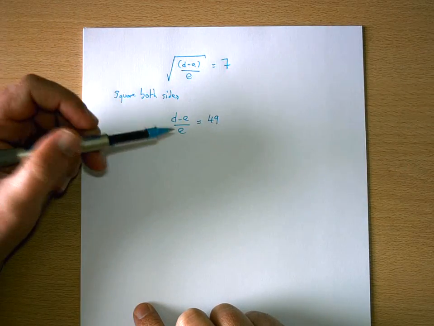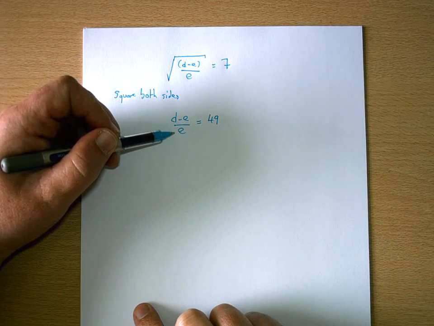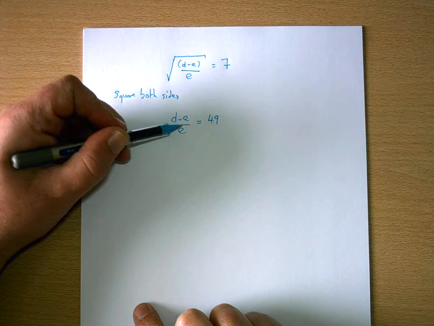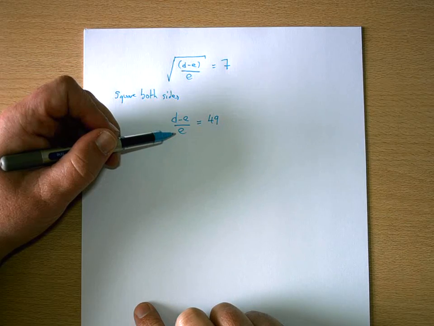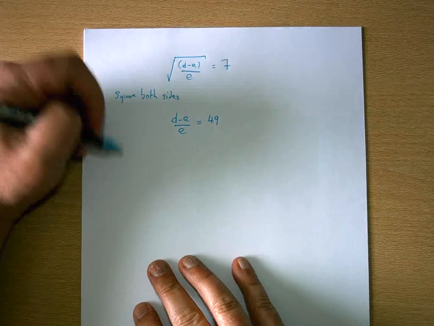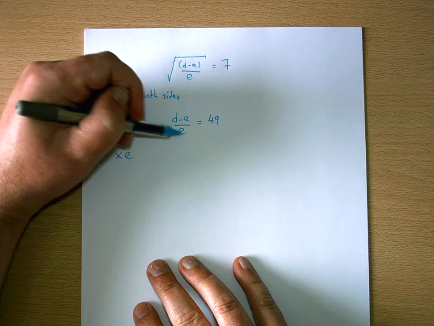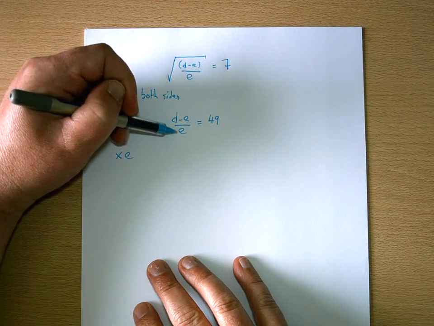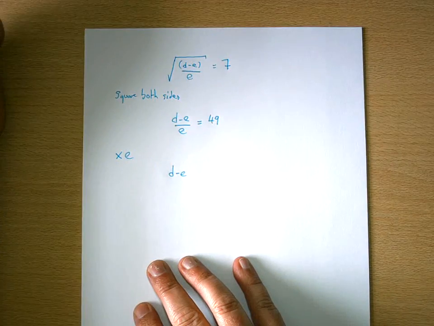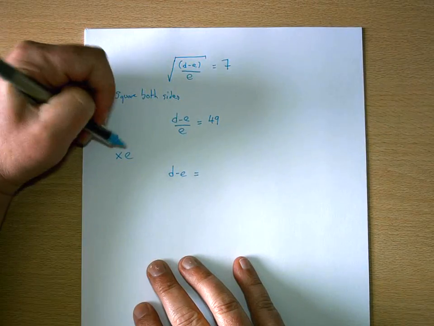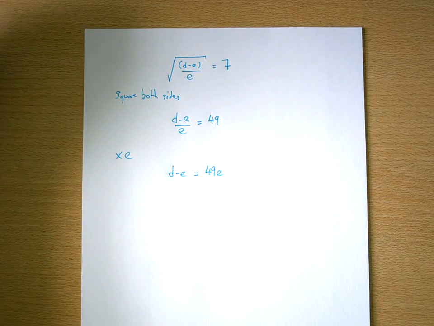Okay, now the easiest thing to do now is to get rid of this e that's at the bottom of this fraction. In algebra, that line there means we're dividing by e. So what we now have to do is the opposite of dividing by e, which is multiplying by e. So we times by e, and we've got to do that again to both sides. So if we multiply this side by e, it gets rid of the divide by e. So it just leaves me d take e on this side, and on the other side then we have to multiply that by e, so we get 49 times e, which we write as 49e.